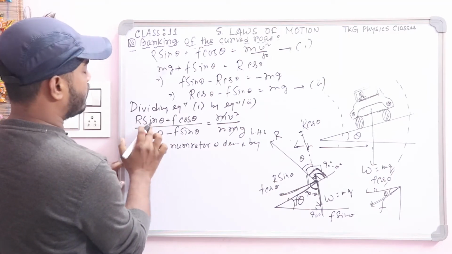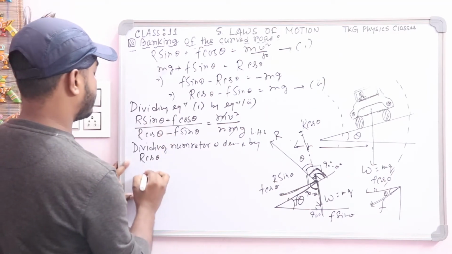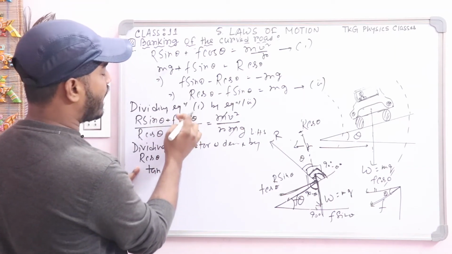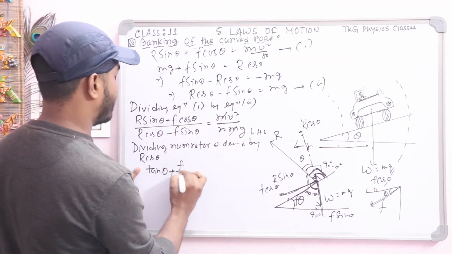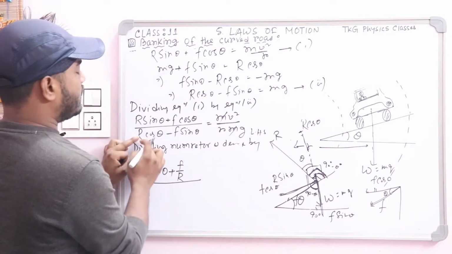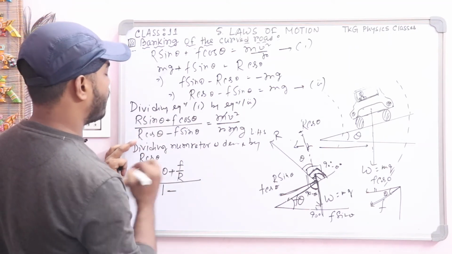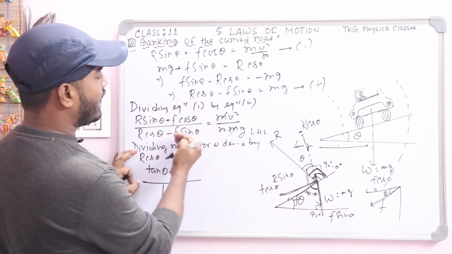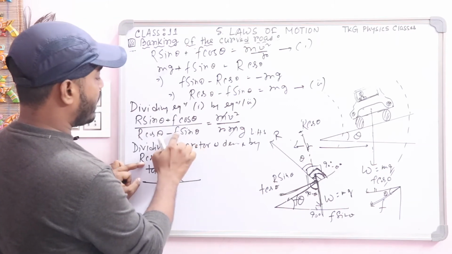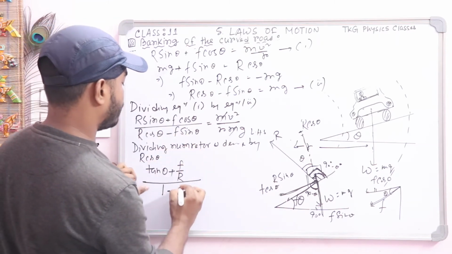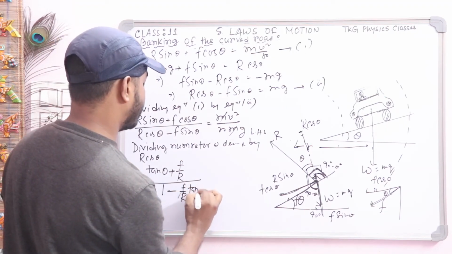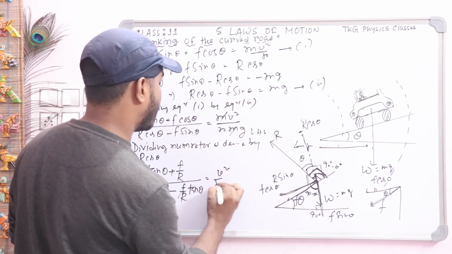R sin theta by R cos theta, R cancels out, sin by cos, so this will be tan theta. Plus f cos theta divided by R cos theta, so f by R, cos cancels out. And R cos theta divided by R cos theta is 1, minus f sin theta divided by R cos theta, so f by R and sin by cos, that is tan, so f by R tan theta. And on the right hand side there is v square by rg.